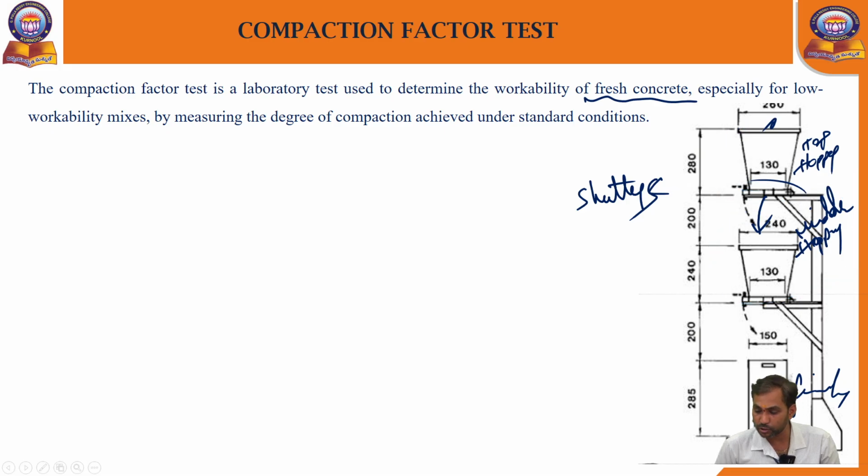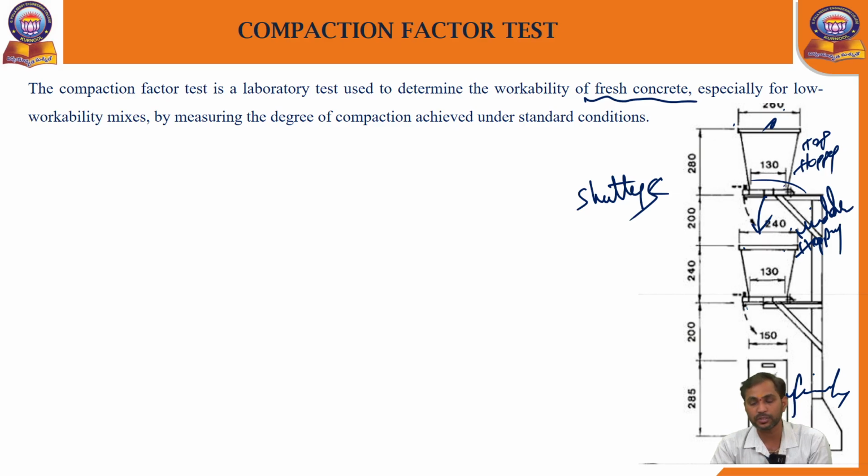Just observe here. What is the top diameter of the top hopper? That is 260. What is the top diameter of the middle hopper? 240, a difference of 20 mm, no? Next, what is the height of the top hopper? 280. What is the height of the second hopper? 240. So when the dimensions change, the concrete quantity it takes also changes, and the remaining concrete falls down.